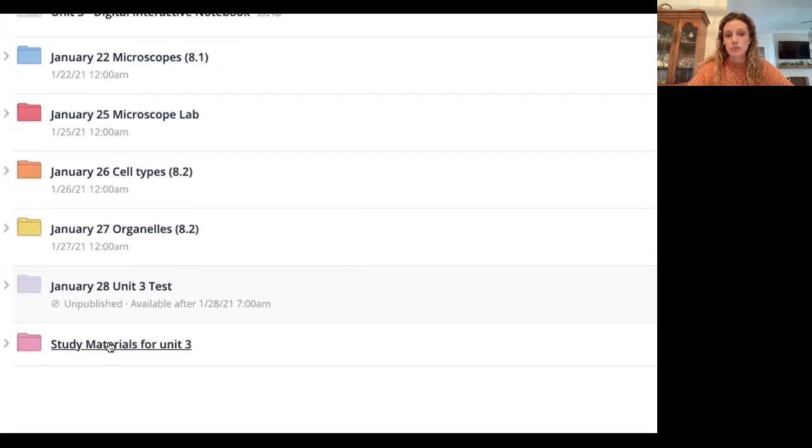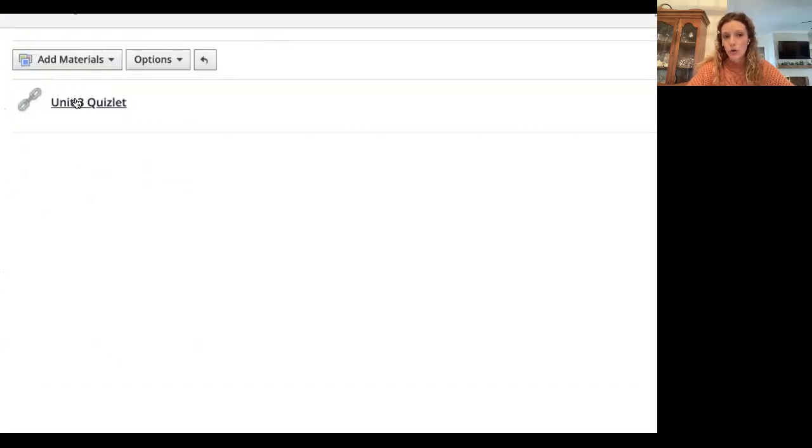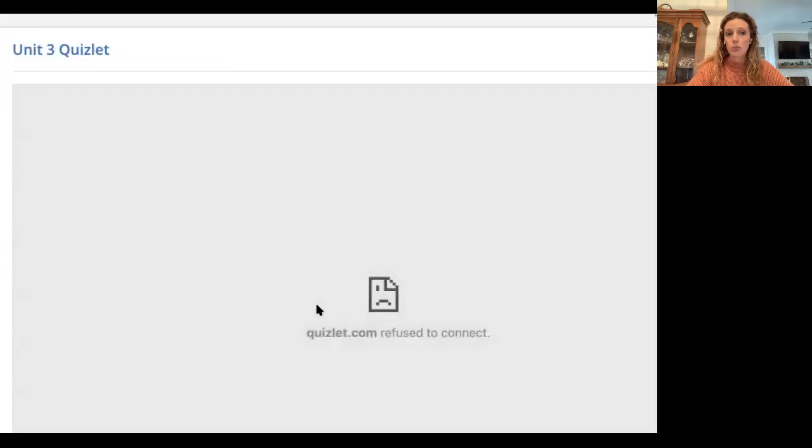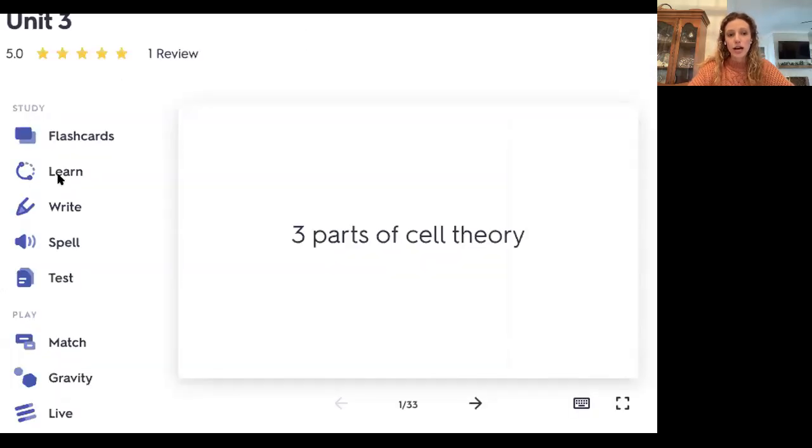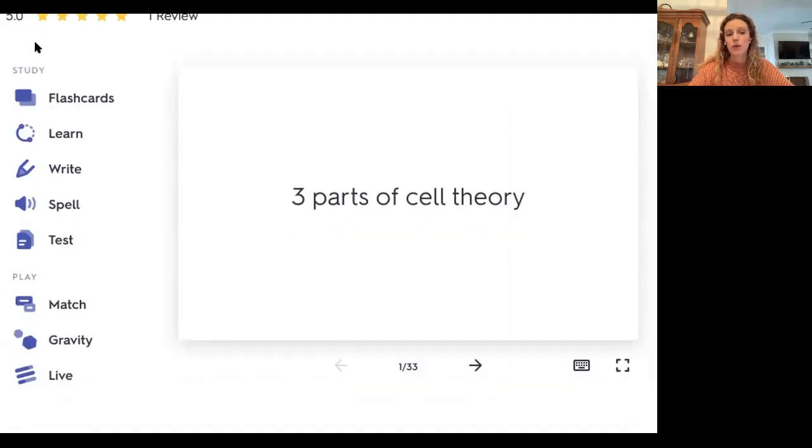scroll down, you'll see study materials for Unit 3. If you click the Unit 3 Quizlet, not the chain link, you have to click the words itself. It's going to open, but see how it says Quizlet refused to connect? That's fine. Forget about this. You just have to click the words Unit 3 Quizlet one more time, and then it takes you to the Quizlet page. Then you can do flashcards, learn, write, spell, test, whatever.